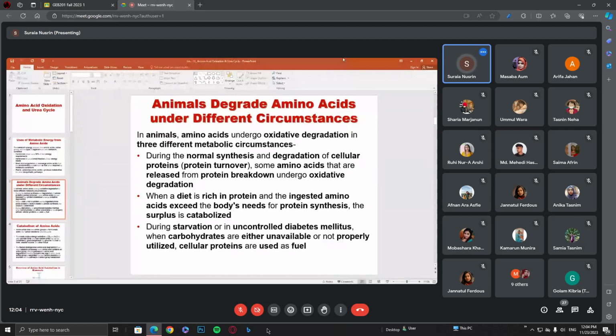Another one, if we are starving, or maybe a person is suffering from uncontrolled diabetes mellitus. That means in that situation there is no carbohydrate, or maybe the carbohydrate is there but the person is unable to use it. During that situation, the cellular proteins are degraded and used as fuel. So these are the three metabolic conditions when mammals can use amino acids as a source of energy.